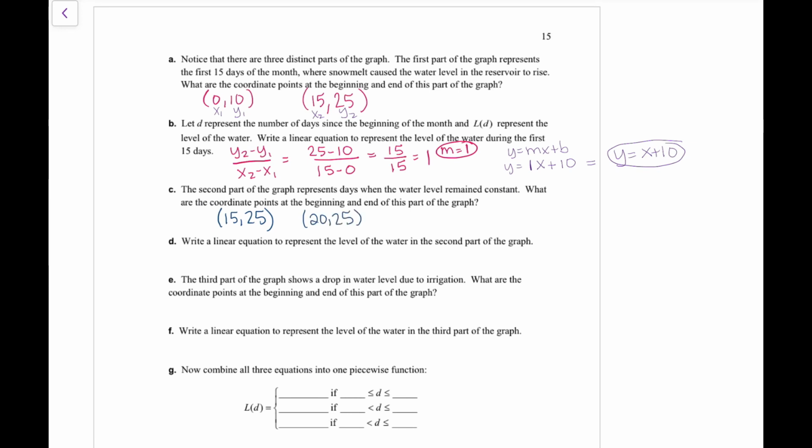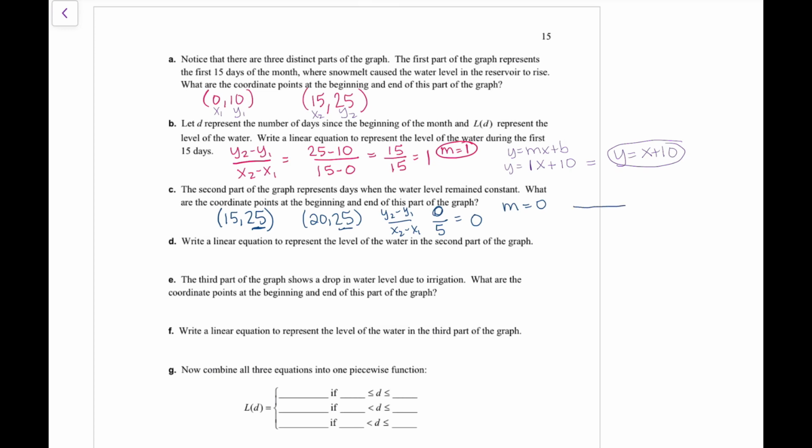So here, my slope is y2 minus y1 over x2 minus x1. Both of my y values are 25, and 25 minus 25 gives me 0. 20 minus 15 is 5. 0 divided by 5 is 0. So this has a slope of 0.